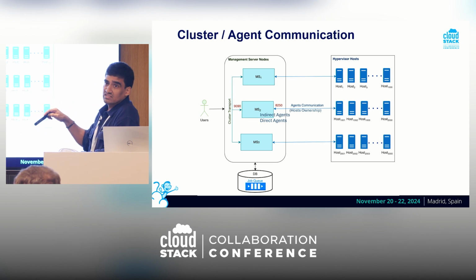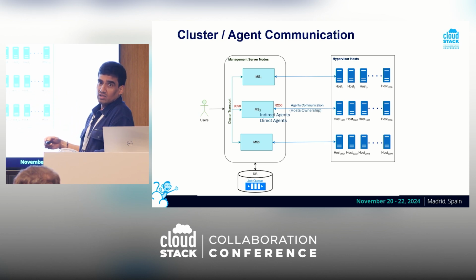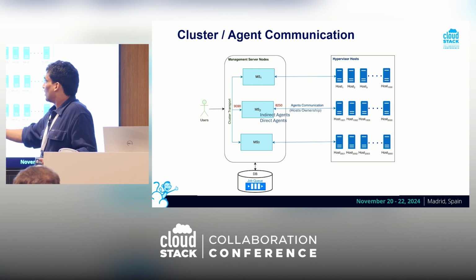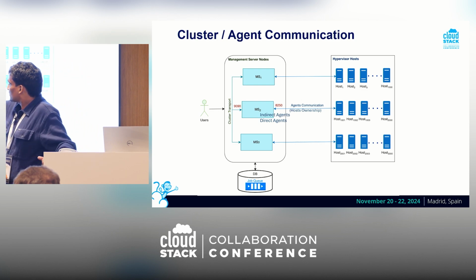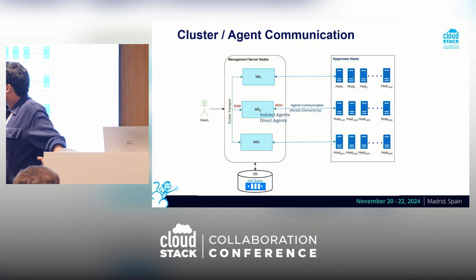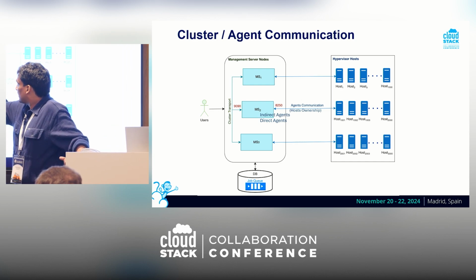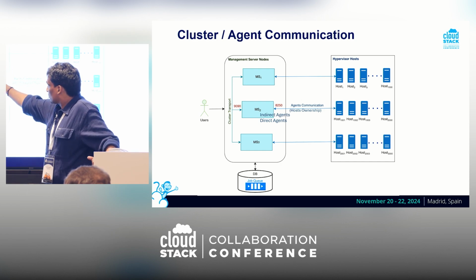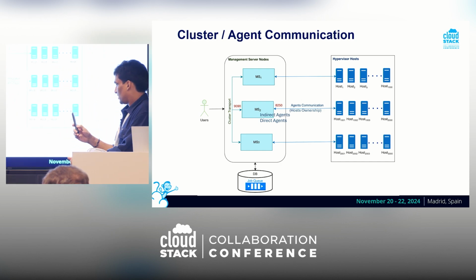The agents reside in memory when we start the management server, and the VMware resource or the Xen server resource is created for each host. For a single host, one direct agent will be there in memory. The cluster communication is through the default port 9090, so all the communication within the management servers happens through this port.